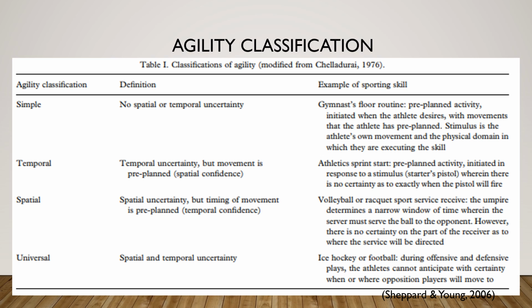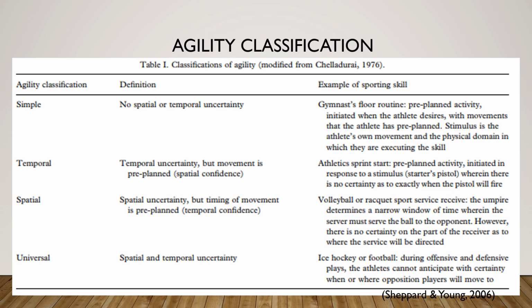The next classification is spatial, and this is where there is spatial uncertainty, but timing of movement, again, is pre-planned. So the example I use here is receiving a service in tennis. So there's a narrow window of time when the ball must be served. So you know it's coming at a certain point. You can see the movement from the racket.